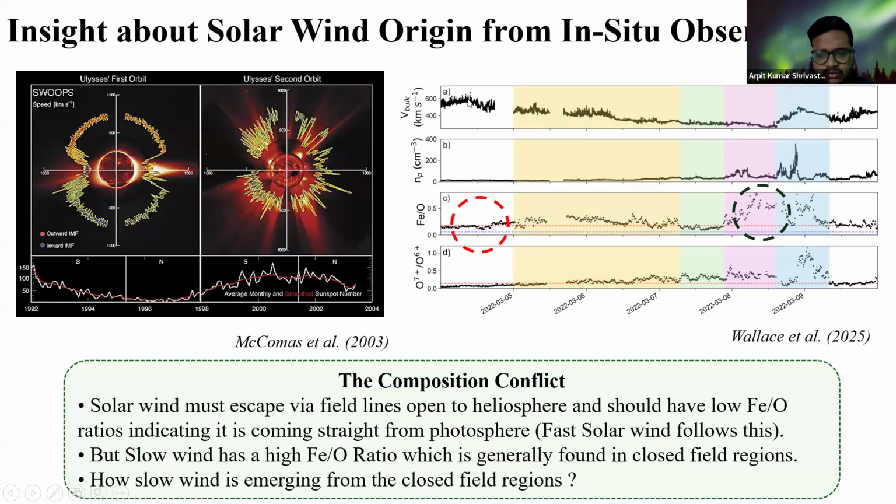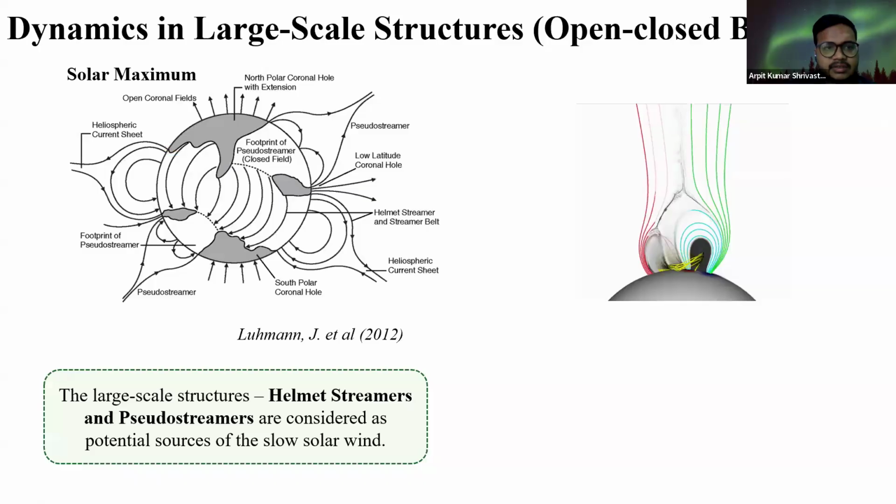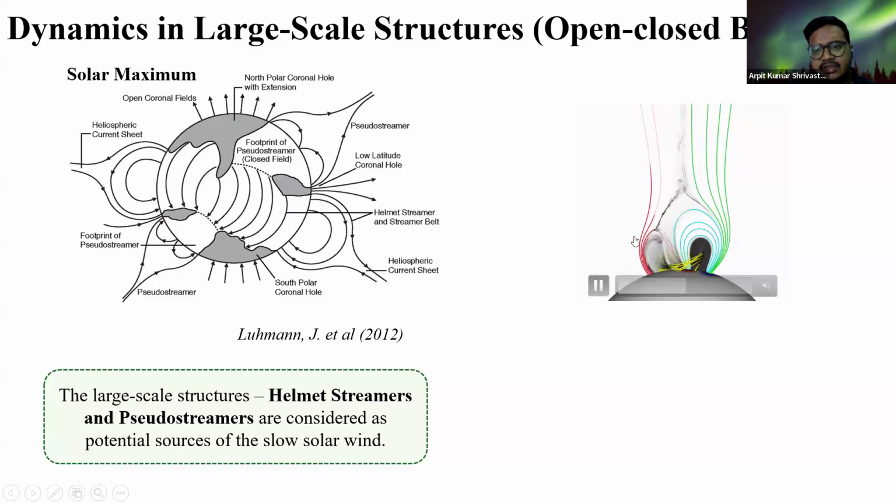But the slow solar wind can have similar ratios, but at some intervals you will see high iron to oxygen ratios, which is generally found in closed field regions in the solar corona. So the question is how slow solar wind is emerging from closed field regions. The primary candidates seen in the literature are large scale structures, and this is a schematic diagram of large scale structures such as pseudo streamers and helmet streamers. These structures are characterized by open and closed boundaries. You can see here there are open and closed field lines within these structures, and these boundaries are susceptible to interactions.